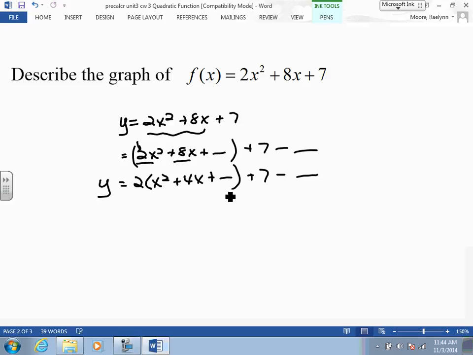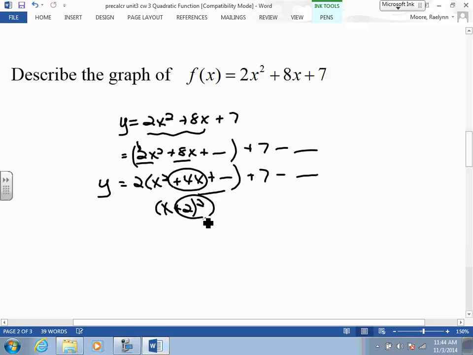Now go to this middle part and complete the square. Leave the 2 out here for a minute. What's half of 4? So, x plus 2 squared. What is 2 squared? 4. Now be careful. 4 is trapped in my parentheses, because the problem really isn't x squared plus 4x. It's really 2x squared plus 8x. So I have to distribute this 2 to get it out. So what's 2 times 4?